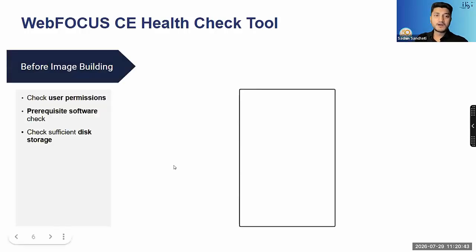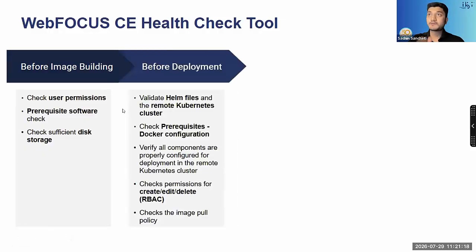Before image building, it checks user permissions, whether the user has sufficient permission to build and deploy the images. If any permissions are missing, it will list them. It also checks the prerequisite software list, like whether Helm or Docker is installed. If they are not installed, it will alert that the software is missing. It checks hardware requirements as well, such as sufficient disk storage. And then it does before-deployment checks as well.